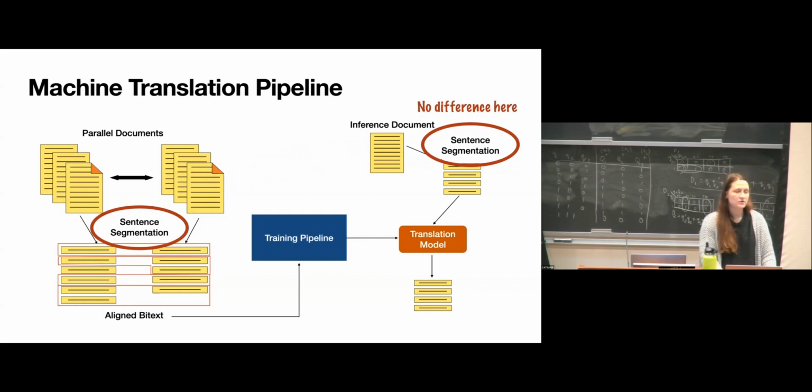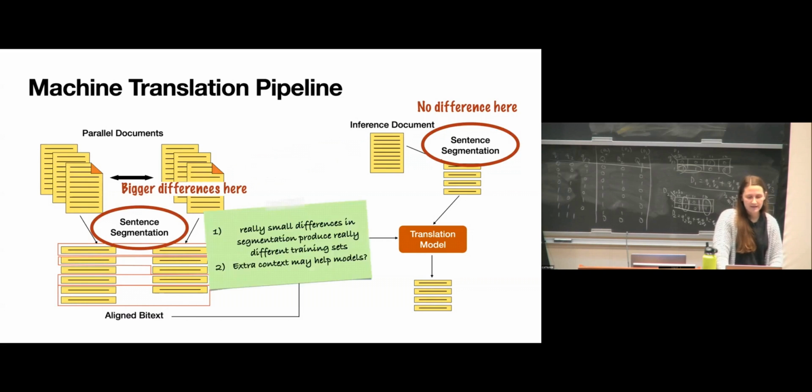Once a model has been trained, that noise is kind of learned, and it doesn't matter what segmenter you use really. But in a different way, we see a lot more difference early in the pipeline when you use it to create your training data. More specifically, we found that really small differences in segmentation can produce really different training sets. And when you have really different training sets, you get very different models.